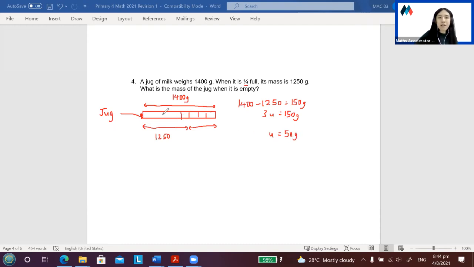If 1 unit is 50 grams, we knew that the jug plus 1 unit is 1,250, right? So to find the jug, we just do 1,250 minus 50 grams. And that will give us 1,200 grams. That's the answer for question 4. Yeah. Okay, very good. Very good, guys. So that's the answer for question 4.